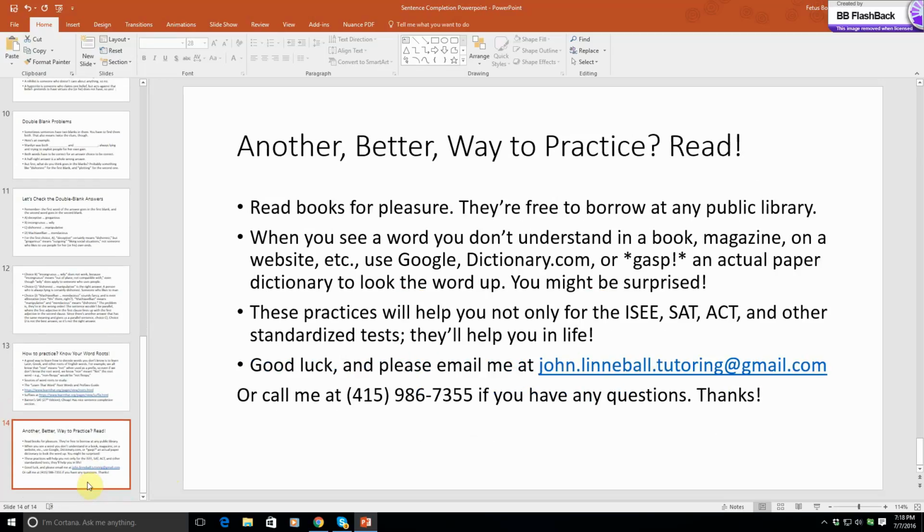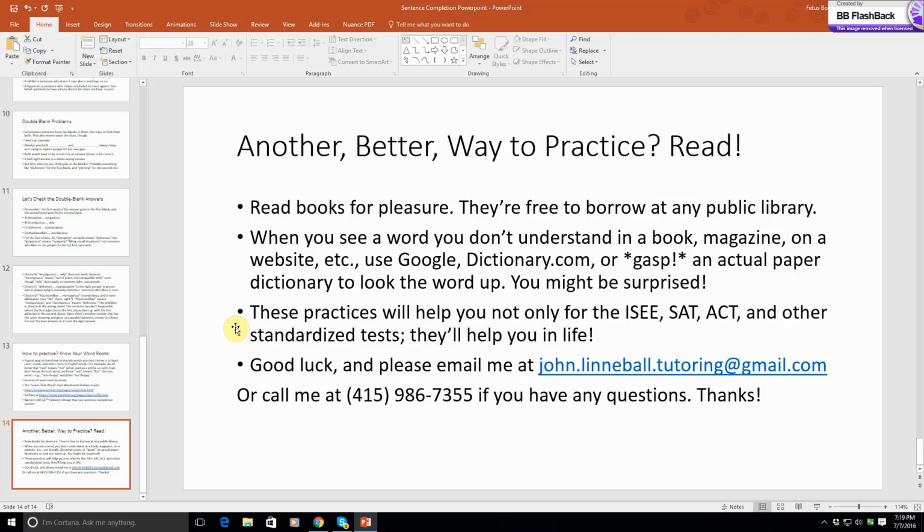And would you like to know another and even better way to practice? Just read. Read books for pleasure. You can borrow books for free from any public library. You can read books that are around the house. You can get books from the school library. People give away books. Hey, we live in the Bay Area. People leave books out all the time. There's books everywhere. You can get books and just read them. You can read newspapers. You can read magazines. There's lots of free newspapers. There's lots of magazines available.